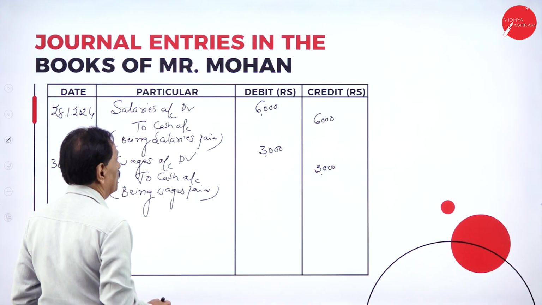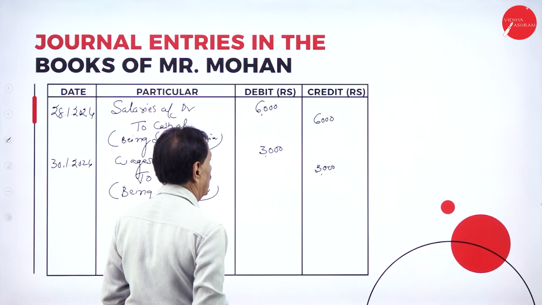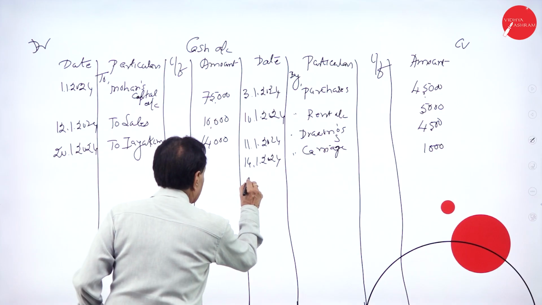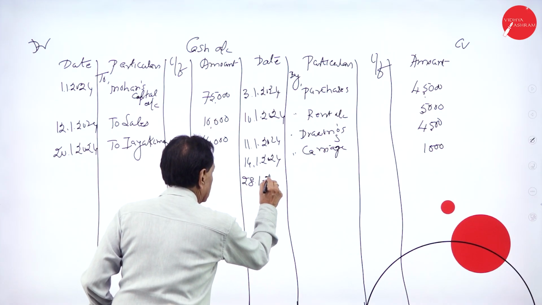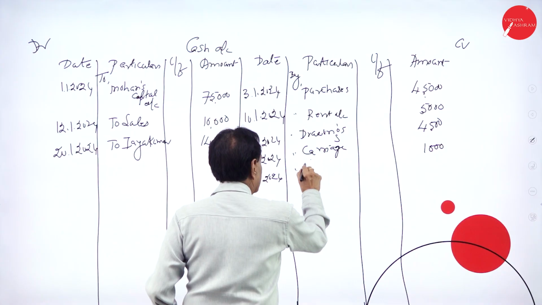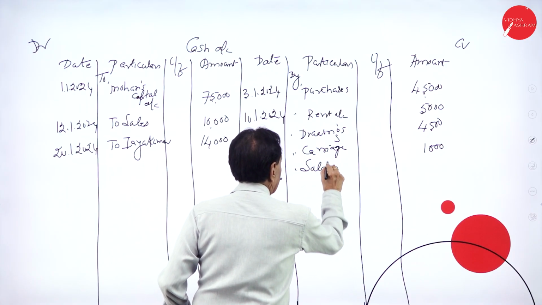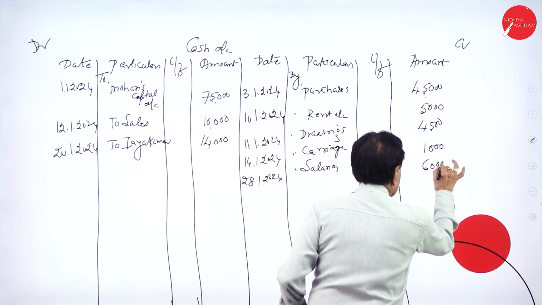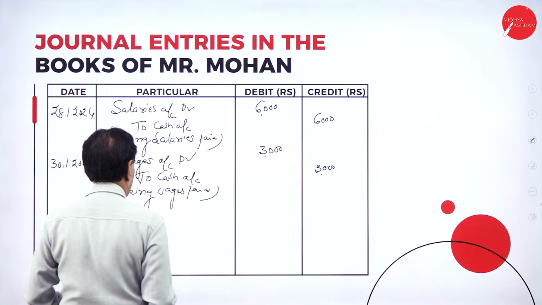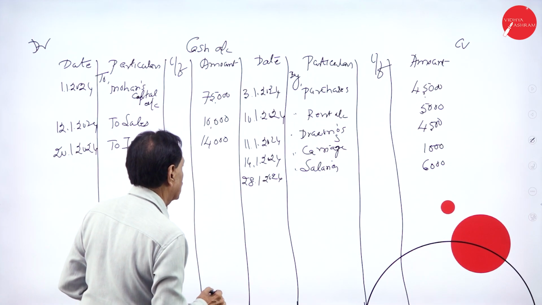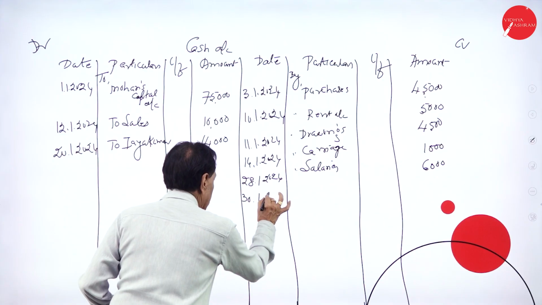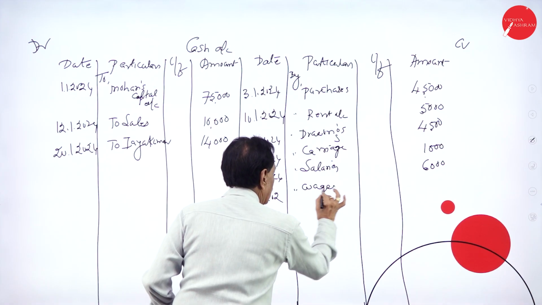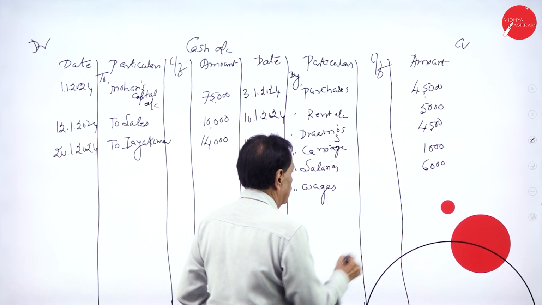Salary account debit. We paid for salary. How much money? 6,000 on 28. So that is on 28, by salaries. What's the value? 6,000. On 30th, wages paid. Cash is going out. On 30th, by wages, we paid 3,000. These are all payments.